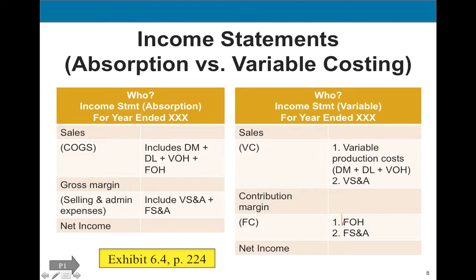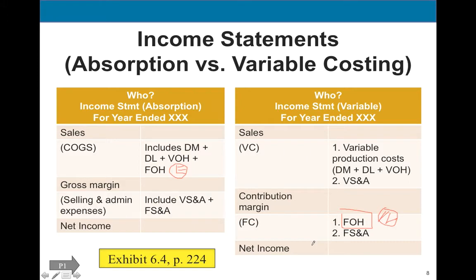Under variable, this is the entire amount, the whole thing, 100%, will be expensed out. Under absorption, fixed overhead, only a portion, not the entire thing, but only a portion for the items sold. The items that are not sold will remain in the inventory. So under absorption, your gross margin and your net income could be lower or higher than under the variable method, depending on how many items you produce versus how many you sell.